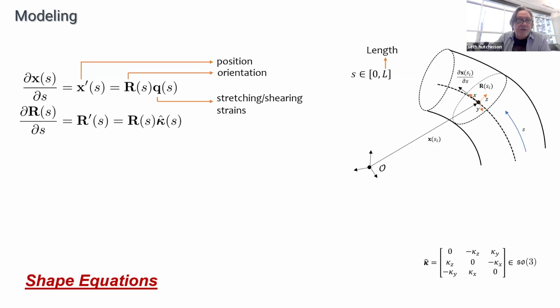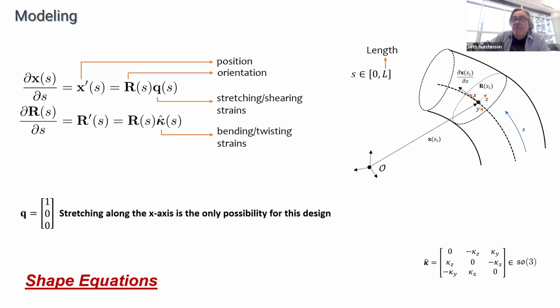Q is not configuration. And I've just realized for the first time, this is a bad choice of notation for a talk that uses configuration space a lot. So keep track of the fact that for now, Q is about stretching and shearing. Kappa is about bending and twisting. So for this robot, stretching in the x-axis is the only kind of stretching and shearing that we can have, right? We don't have any way to stretch things perpendicular to the spine, for example.